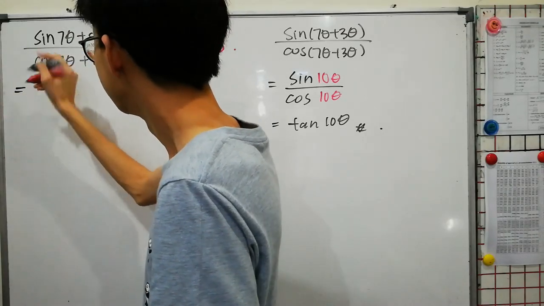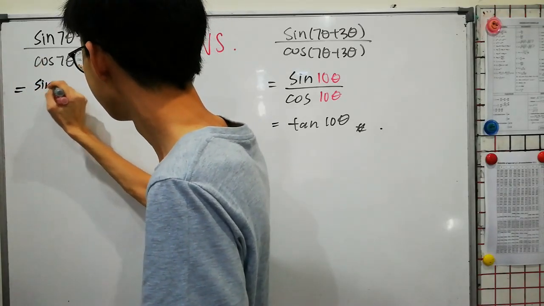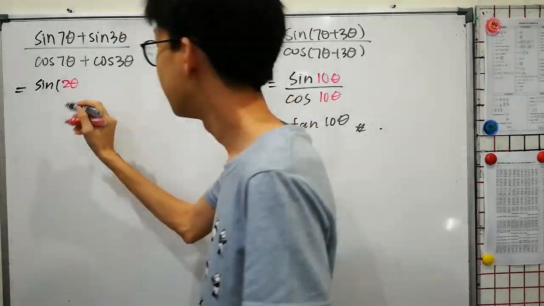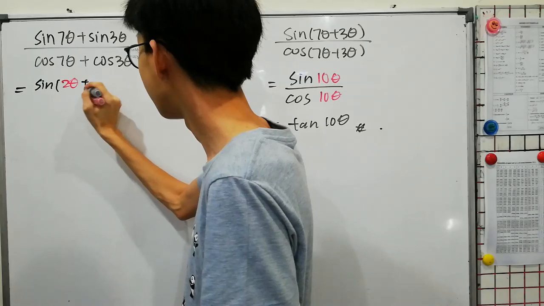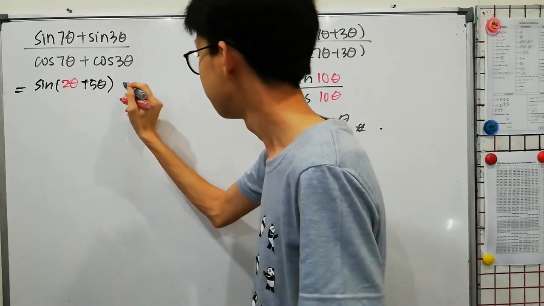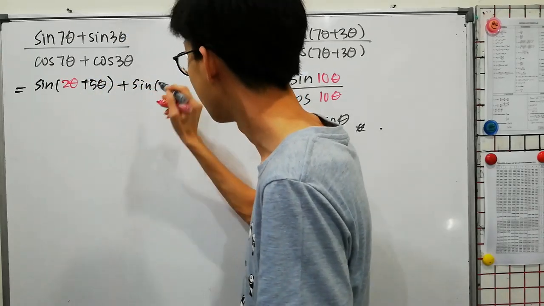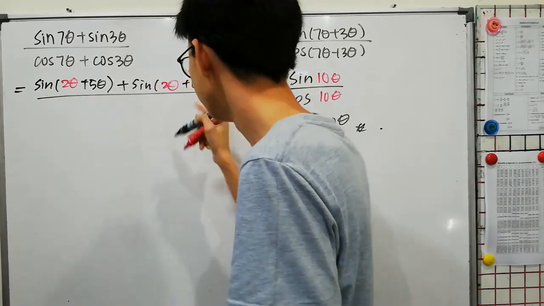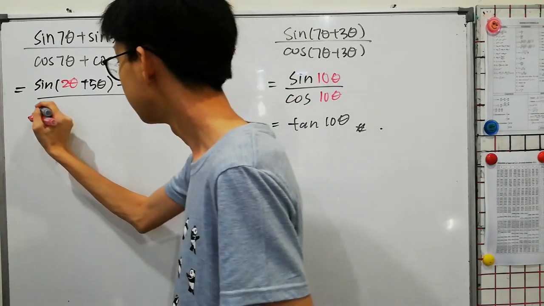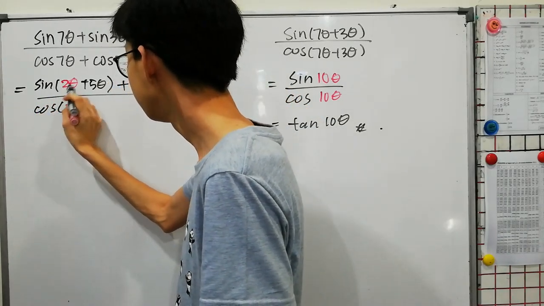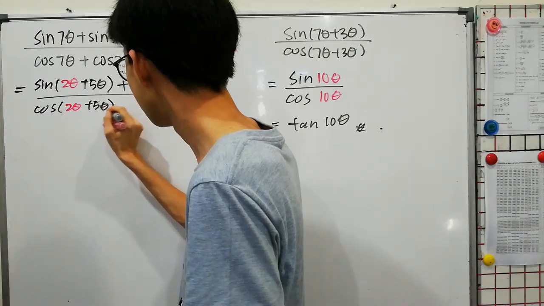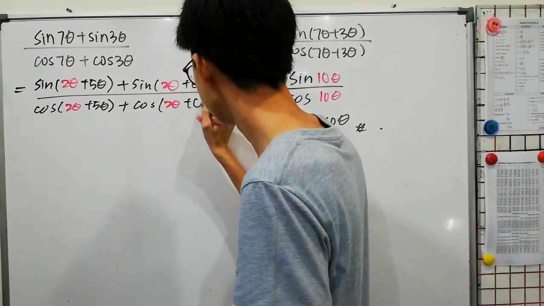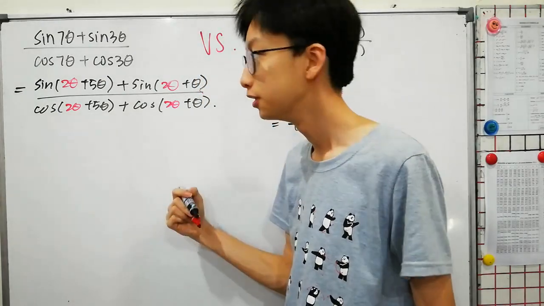So we'll write this as sine of 2 theta. This is the double angle that we want, right? Then 7 minus 2 is 5 theta, plus sine, okay, we want 2 theta plus theta. Then below, we'll just have the cos of 2 theta plus 5 theta, plus the cos of 2 theta plus theta. Good.